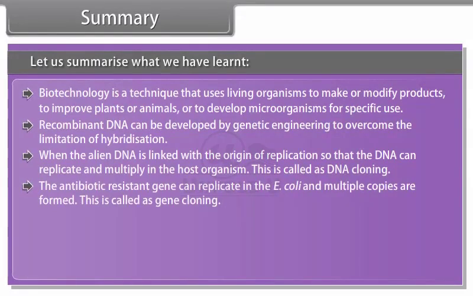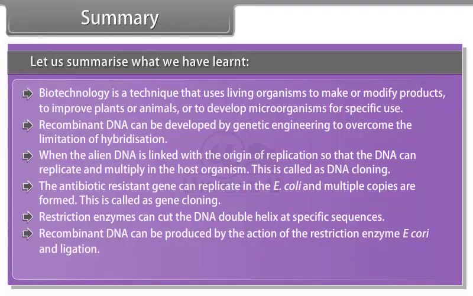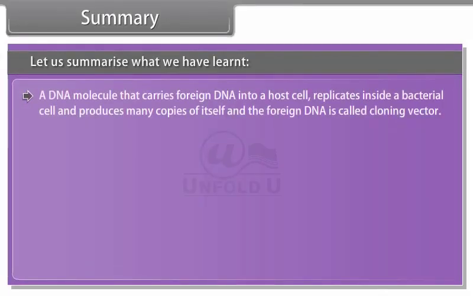The antibiotic-resistant gene can replicate in the E. coli and multiple copies are formed. This is called gene cloning. Restriction enzymes can cut the DNA double helix at specific sequences. Recombinant DNA can be produced by the action of the restriction enzyme, E. coli, and ligation. Gel electrophoresis is used to separate DNA fragments. A DNA molecule that carries foreign DNA into a host cell, replicates inside a bacterial cell and produces many copies of itself and the foreign DNA is called cloning vector.